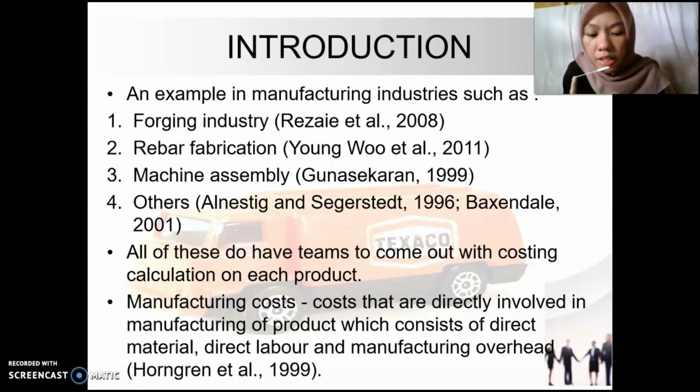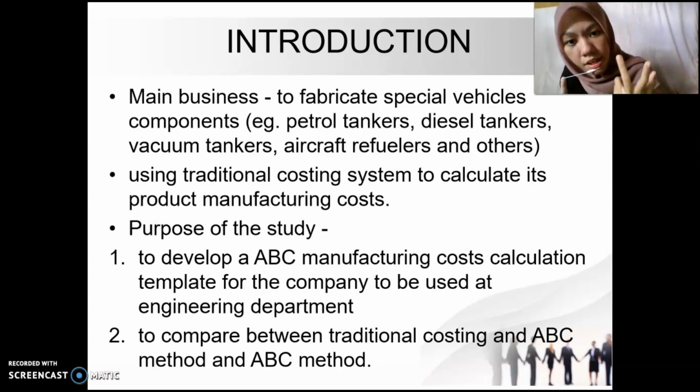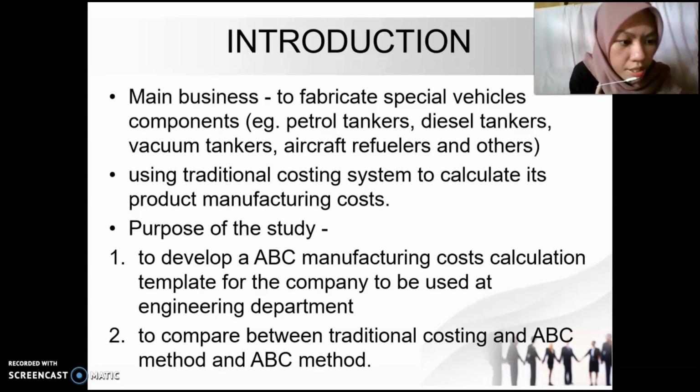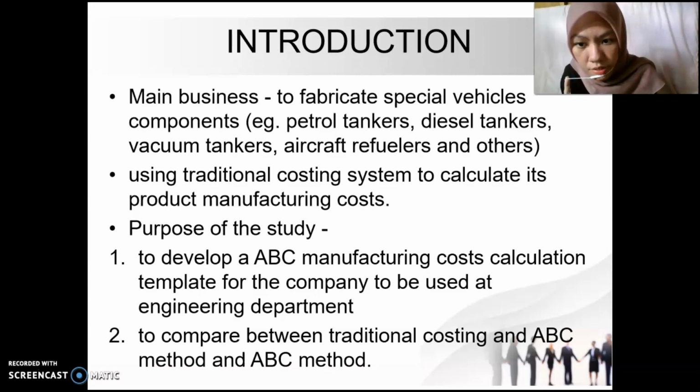Next, we are going to look at the main business of the company that we are studying. The main business of this company is to fabricate special vehicle components such as petrol tankers, diesel tankers, vacuum tankers, aircraft refuelers, and others. Currently, the company is using the traditional costing system to calculate its product manufacturing costs.